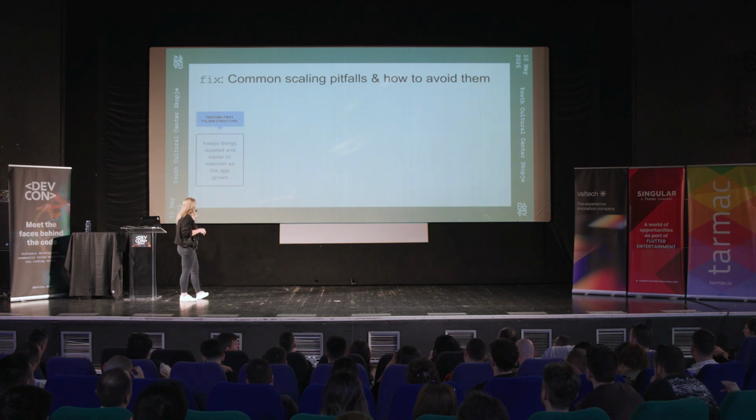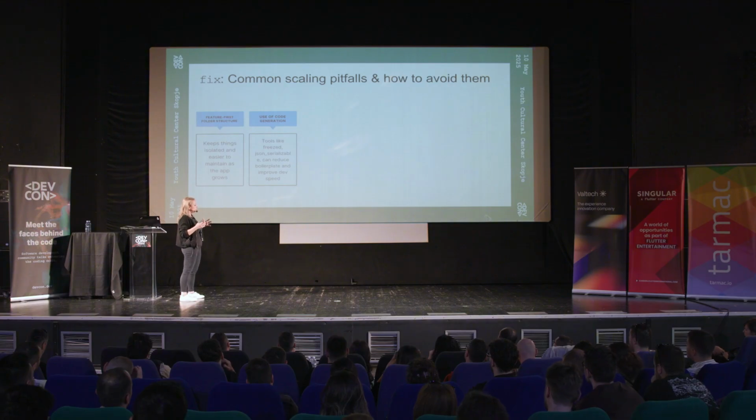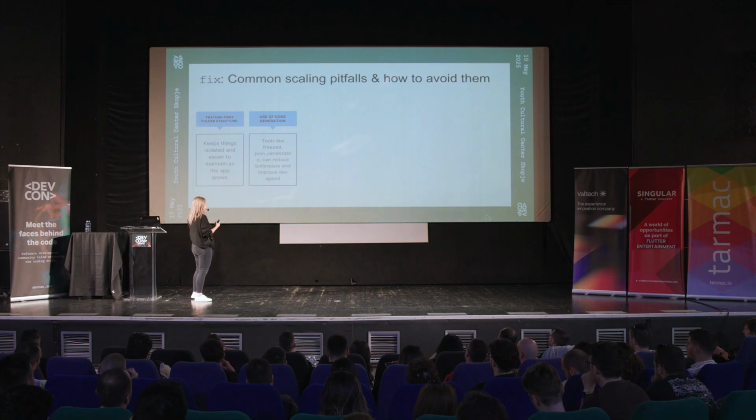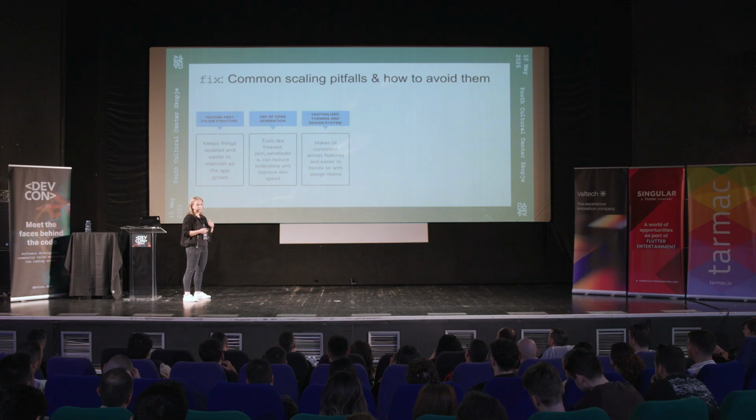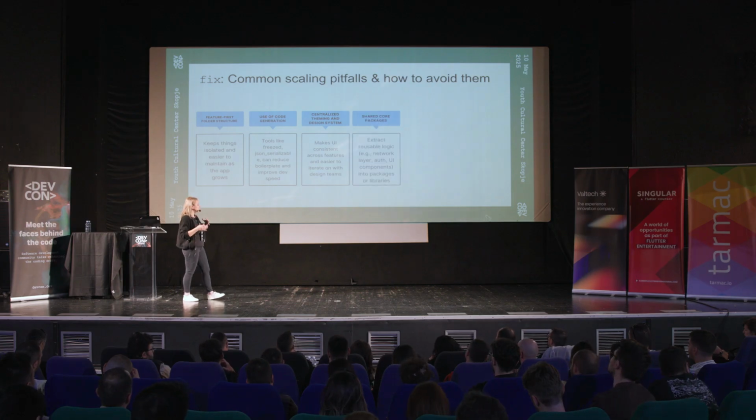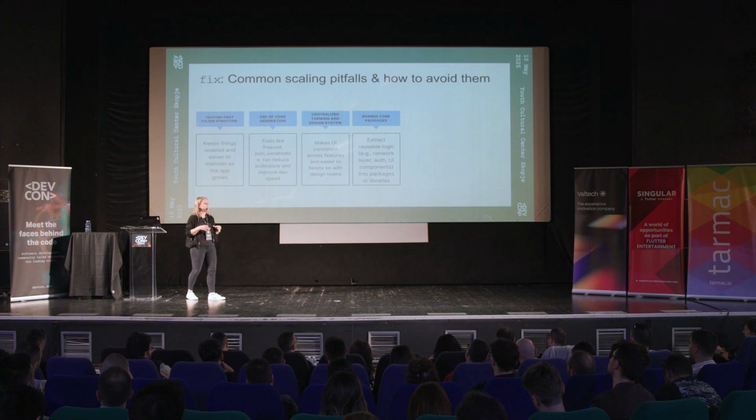We want to keep things isolated and easier to maintain. We want to use code generation. Tools like Freezed and JSON serializable can reduce our boilerplate and are less error-prone. We could also use a centralized theming system, so the UI is consistent and updating is much easier. We also want to extract our reusable logic and maybe even use it in other applications.